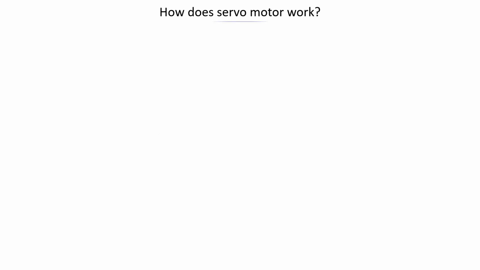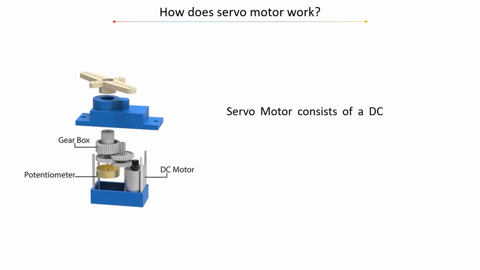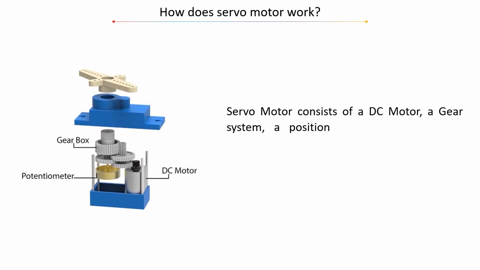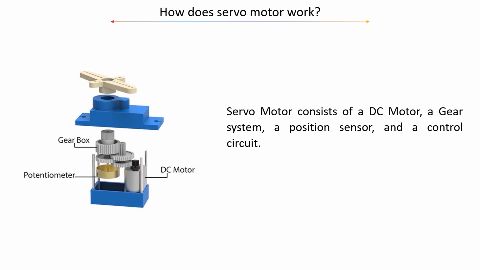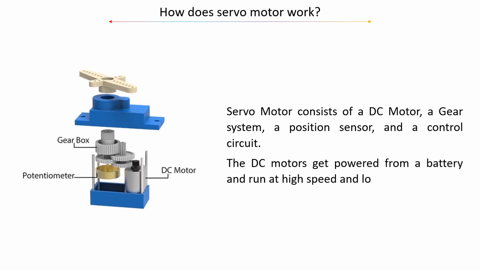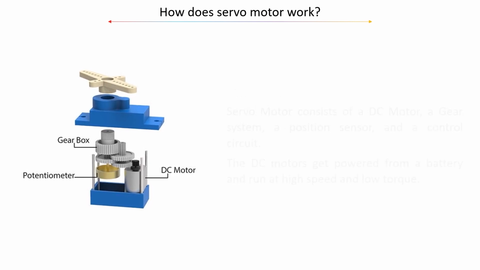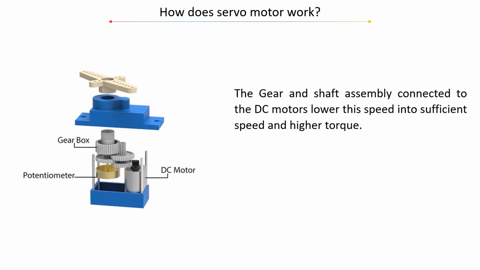How does a servo motor work? A servo motor consists of a DC motor, a gear system, a position sensor, and a control circuit. The DC motor gets powered from a battery and runs at high speed and low torque. The gear and shaft assembly connected to the DC motor lowers this speed into a sufficient speed and higher torque.